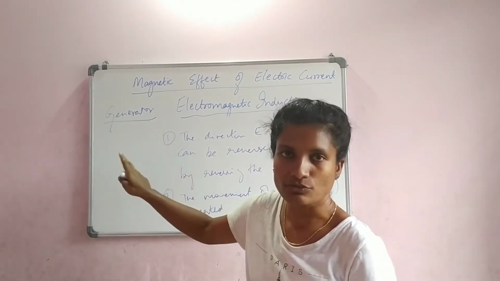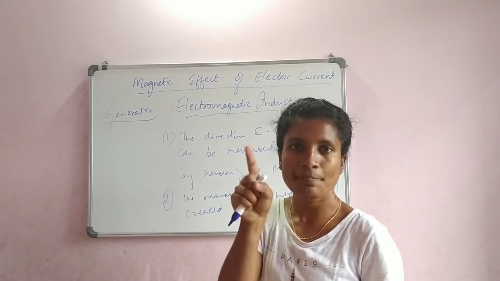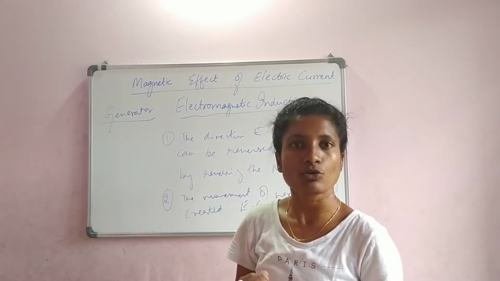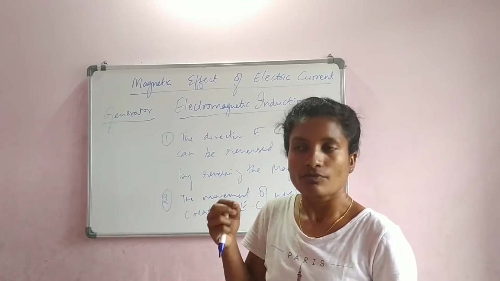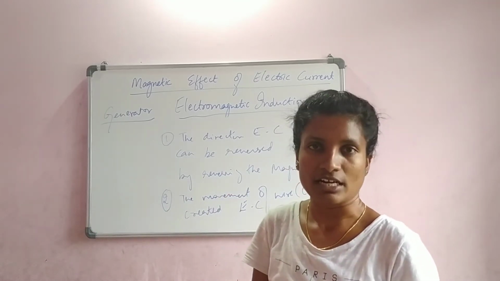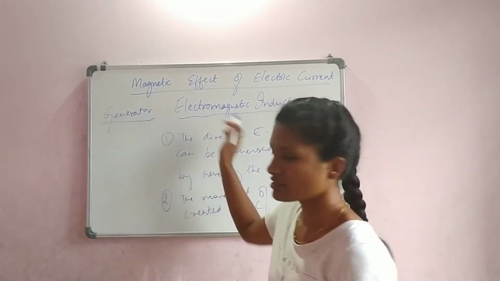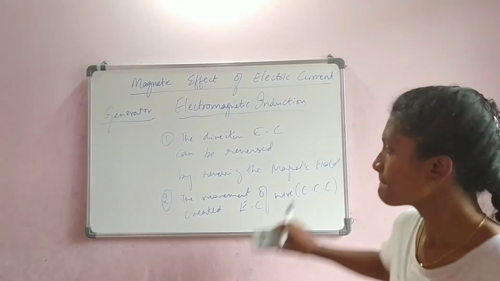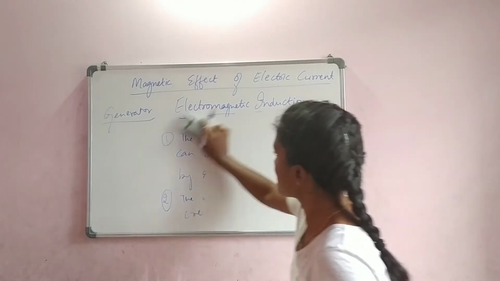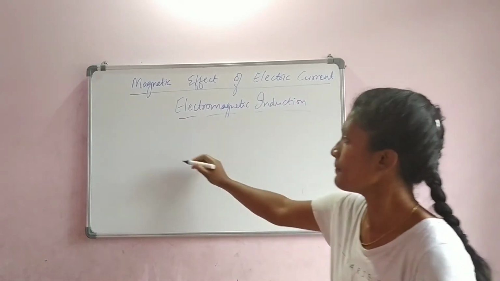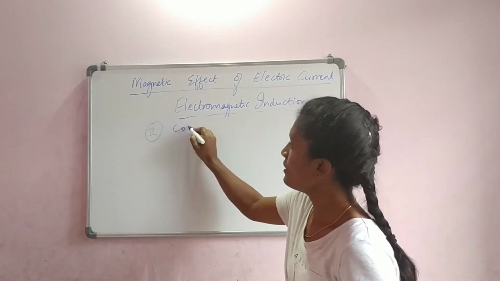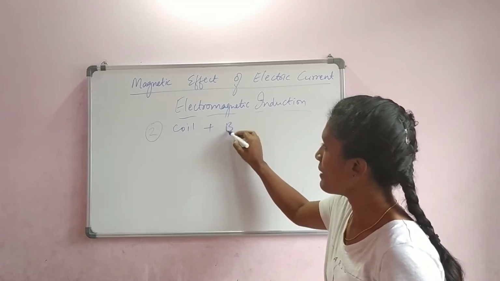A generator is a device which uses a coil that rotates around two horseshoe magnets or any bar magnet, where electric current is induced. Okay, now let us move on to the next experiment. The next experiment is using a coil along with a bar magnet.